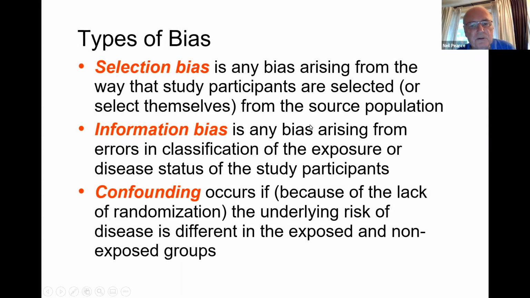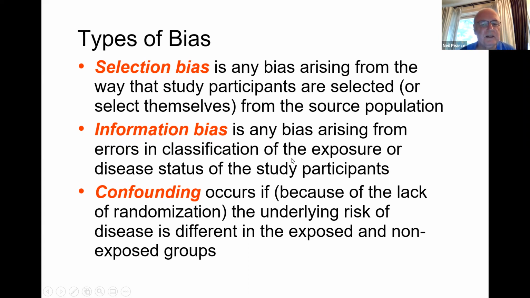If you look in the textbooks, you can see lots and lots of different biases that people refer to, but they really fall into three groups. We have a population followed over a period of time, and we select the participants from that population. So we select them, and maybe they agree to take part and maybe they don't. So selection bias is any bias arising from the way that study participants are selected or select themselves from the source population and time period.